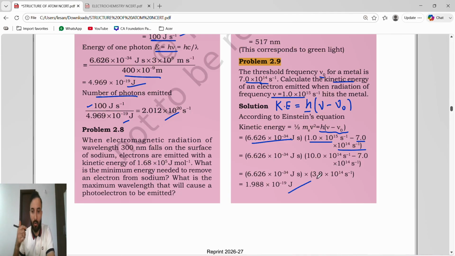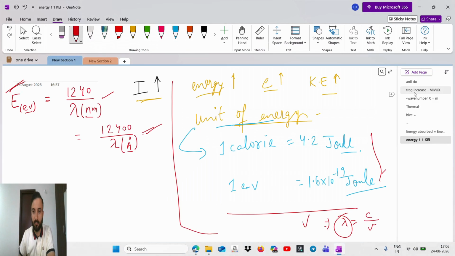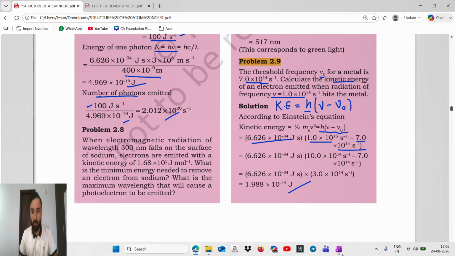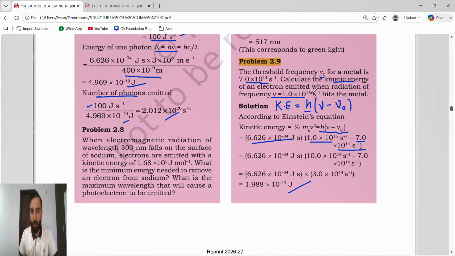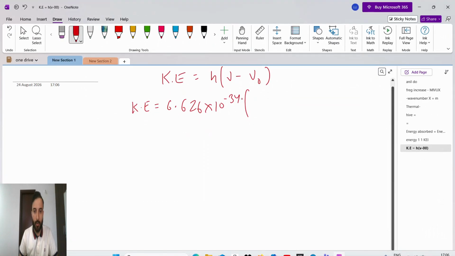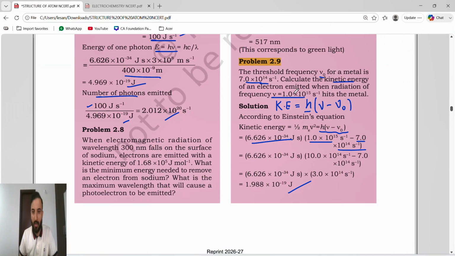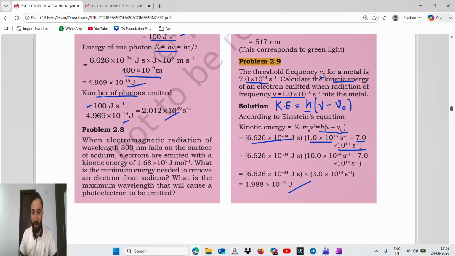How to do the calculation, guys? I will tell you. Kinetic energy equals h into mu minus mu naught. We know h, Planck's constant, is 6.626 into 10 to the power of minus 34. Now let's see mu. Mu they had given as 1.0 into 10 to the power of 15. Minus mu naught. Mu naught is 7.0 into 10 to the power of 14.